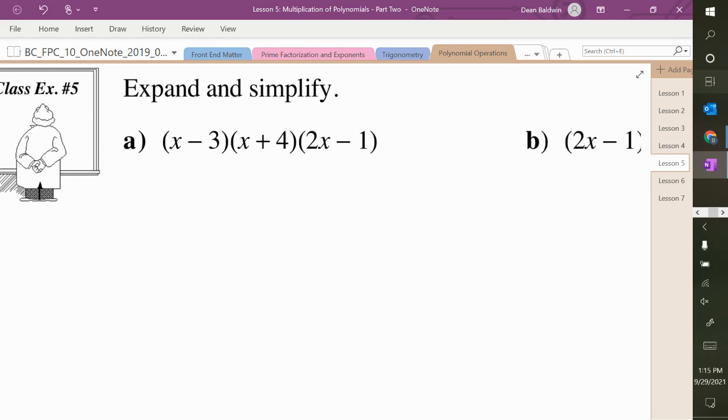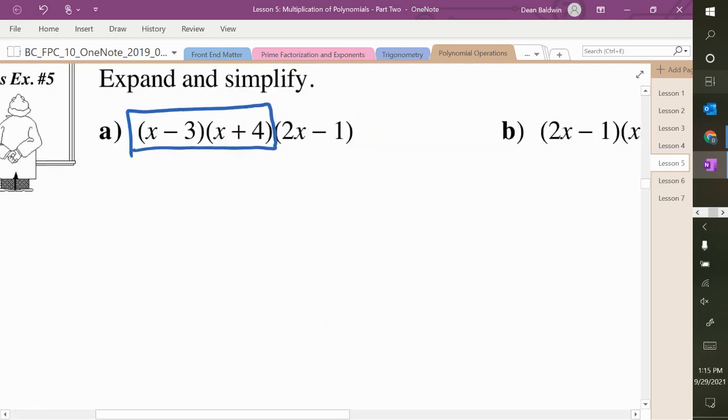Process is exactly the same, except you have to do it in two stages. Okay? So you deal with two brackets at once. So I'm just going to deal with these two right now. I just usually work left to right. So you FOIL it. Everything in the first bracket.